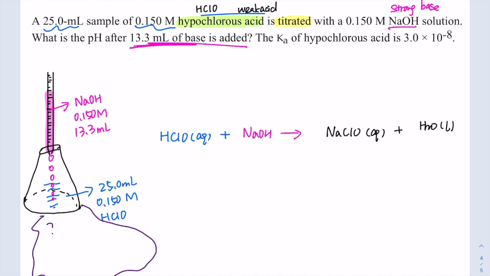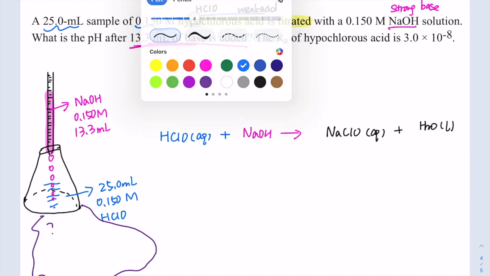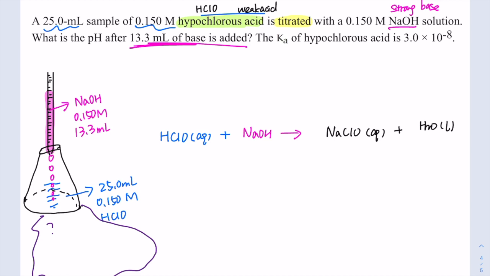So how can we recognize what we're going to have? It's always good to recognize whether it is before the equivalence point, after the equivalence point, or at the equivalence point. Again, what does equivalence mean? Equal amounts, equal moles of the acid and the base. So a good idea is to calculate the moles of the acid and the moles of the base, then do a comparison and see where we are at.